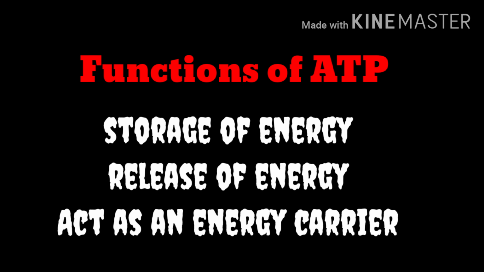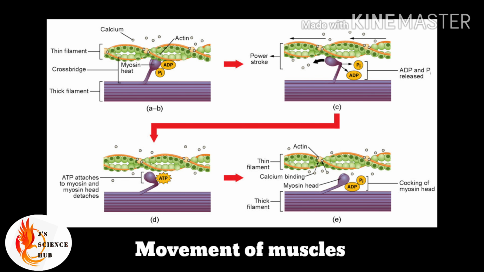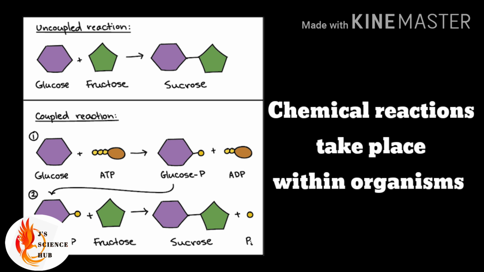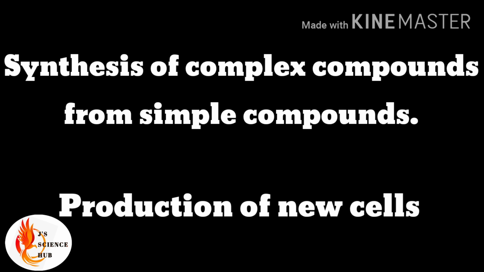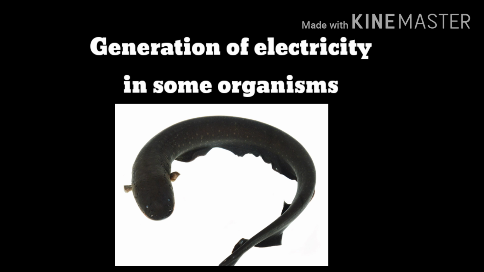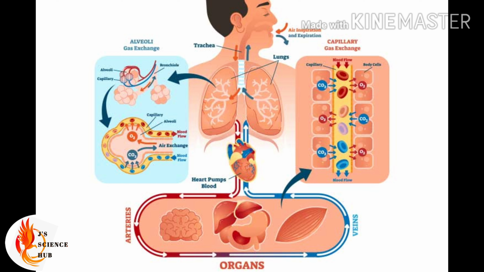The energy stored in ATP is used for the following requirements: movement of muscles, active transportation, chemical reactions that take place within organisms, synthesis of complex compounds from simple compounds, production of new cells, elimination of some organisms, generation of electricity in some organisms, and so on. I hope now you all understand the process of respiration.